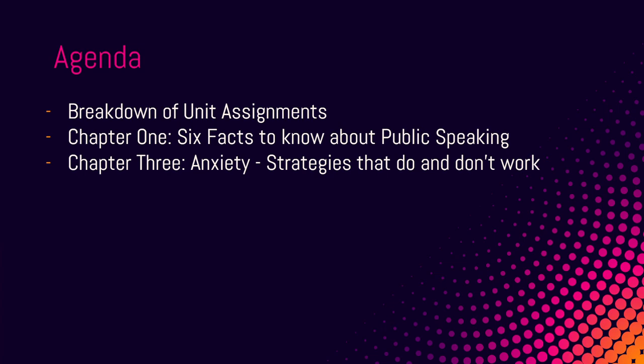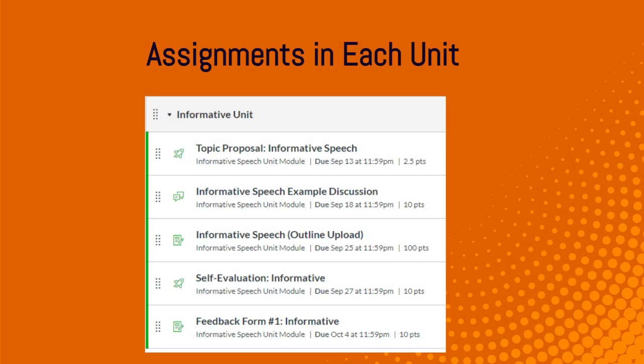We'll also be going over Chapter 1, 6 Facts to Know About Public Speaking, and Chapter 3, Anxiety: Strategies That Do and Don't Work. So this is just a screen cap. It's clearly taken from the fall, but it stayed the same. This is what the informative unit will look like, and there are a total of 5 assignments. 2 of them are before you speak, 1 of them is the speech, and 2 will come afterwards. This will be consistent throughout all of the different units.